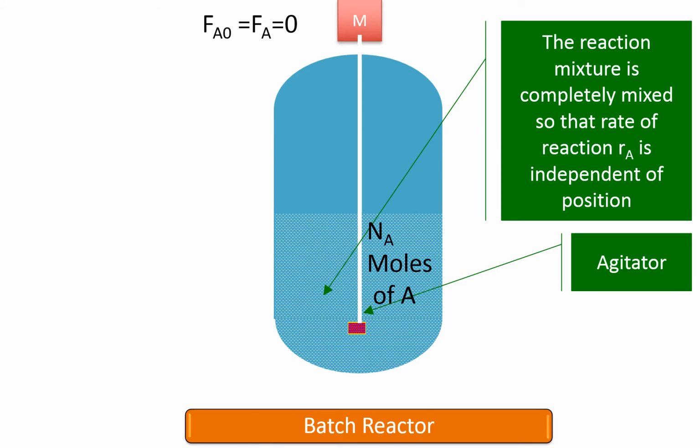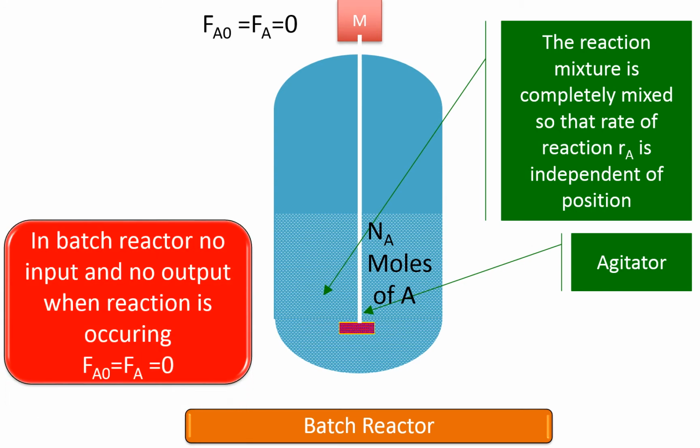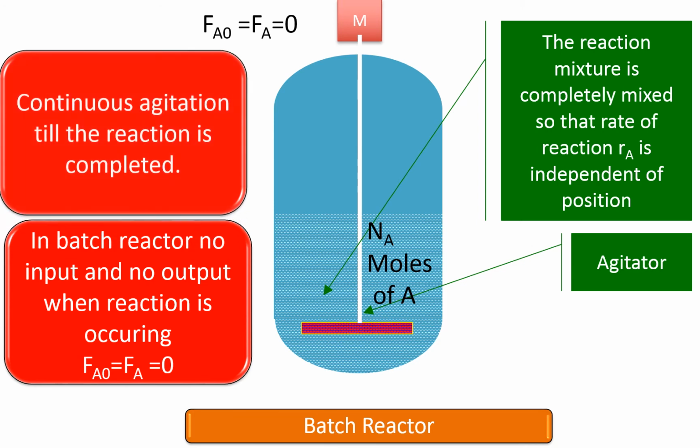This is an unsteady state operation, meaning that the concentration changes with time. But at any point of time, the concentration inside the reactor is uniform. In a batch reactor, there is no input and no output when the reaction is occurring. Continuous agitation is made till the reaction is completed.